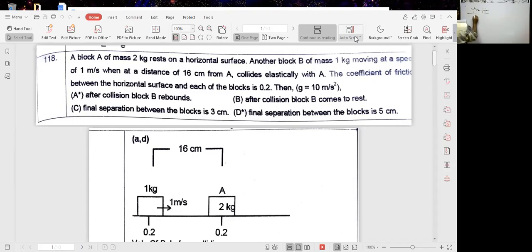The separation between the two blocks initially is large compared to their sizes, so the dimensions can be neglected. But in order to see the diagram, I drew them with more size. So the separation between these two blocks, S, is equal to 16 centimeters, that is 0.16 meter. That is given.